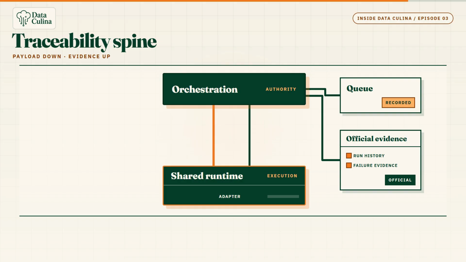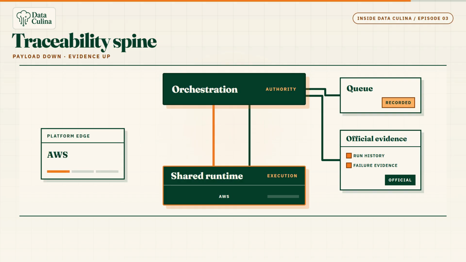The same logical journey can run through AWS, Azure Synapse, Microsoft Fabric, Azure Databricks, or Culina Engine on a local machine. Storage services, catalogs, identities, and table formats vary. The payload, shared runtime contract, layer responsibilities, and returned evidence stay stable. That creates a traceability spine without pretending every platform is identical.